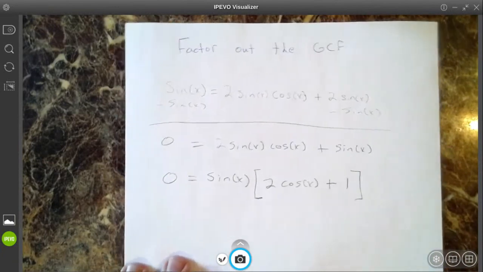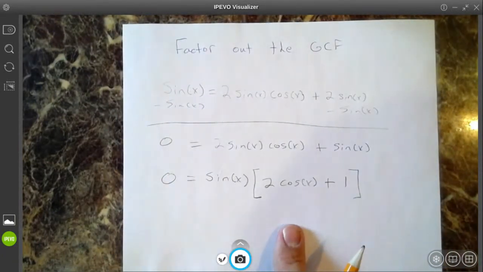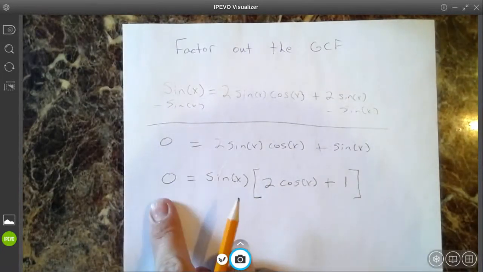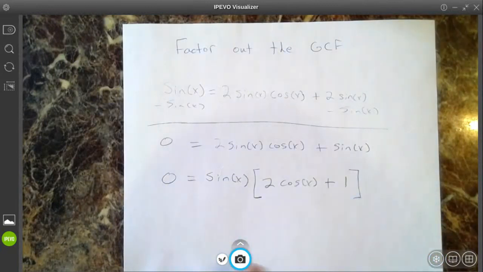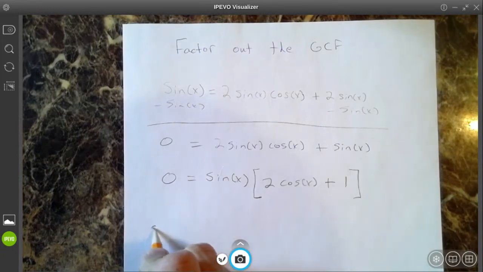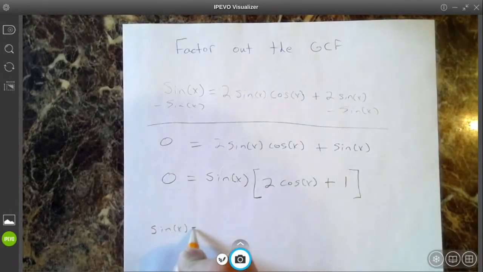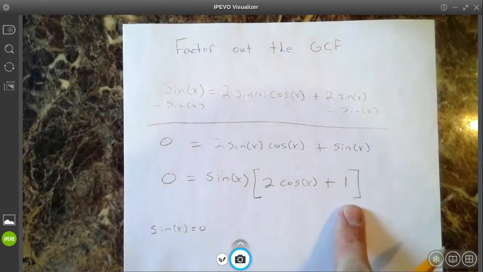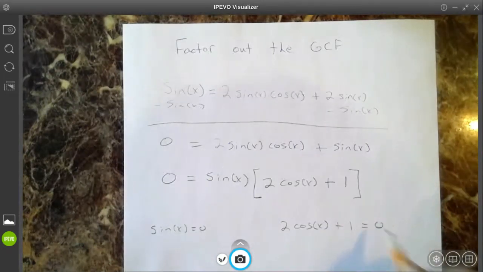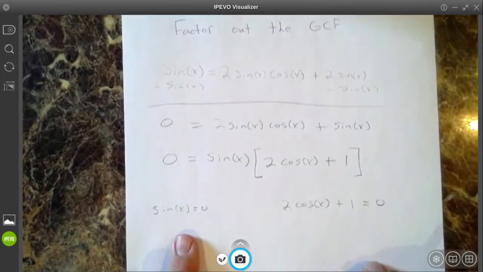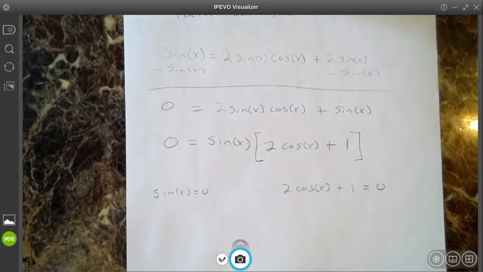All right. So now that it's in factored form, I can use the old zero product property. If I have this times this is equal to 0, well, that means that either this is equal to 0, sine of x equals 0, or this is equal to 0. So I can take that 2 cosine x plus 1, and I can set them both equal to 0 and just solve each little equation.